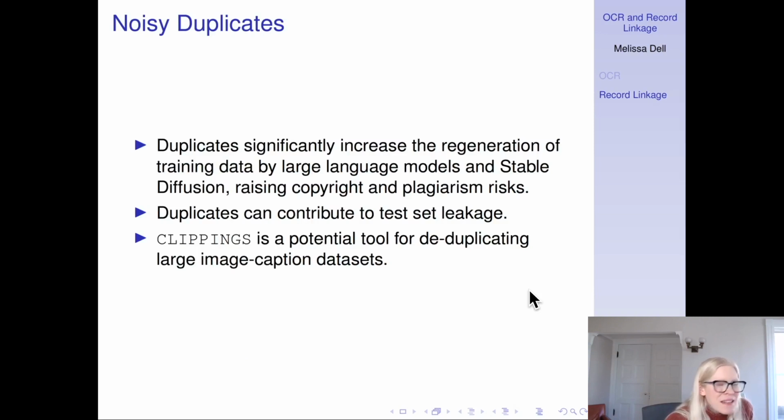We're obviously interested in the downstream applications of using this to analyze things like, as I mentioned, the protests, which are super interesting social science questions, but it also has applications directly to machine learning research. Duplicates in training data significantly increase the regeneration of that training data by large language models and by stable diffusion. And that raises copyright and plagiarism risks. There's been a paper showing that stable diffusion is quite likely to exactly regenerate images that are duplicated in its training data. They can also contribute to test set linkage. And so clippings is a potential tool for deduplicating large image caption data sets.